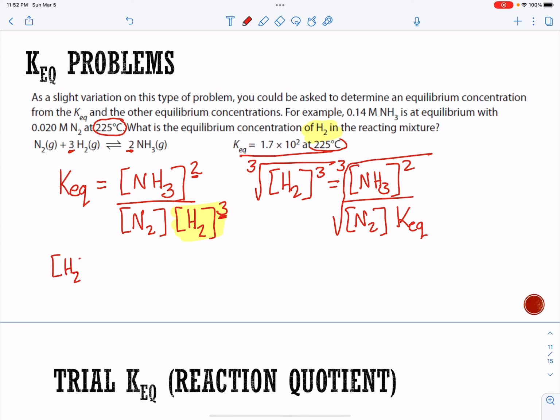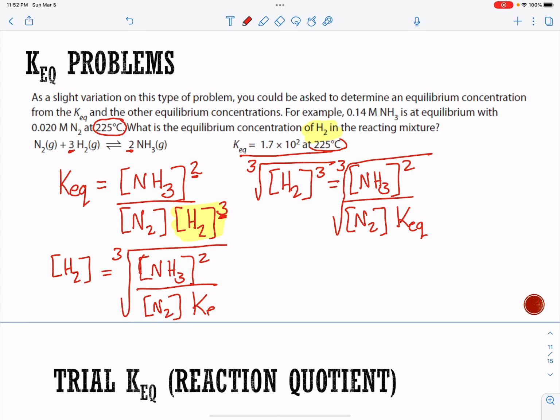So my concentration of H2 is equal to the cube root of NH3 squared over N2 times KEQ. Now, when you're putting everything in your calculator, also remember that everything in the denominator there needs to be in brackets. So I'm going to put a little multiply sign there. And also remember that that cube root applies to everything on the right-hand side as well. So when we're entering it into our calculators, we're going to be really cognizant of the bracketing.